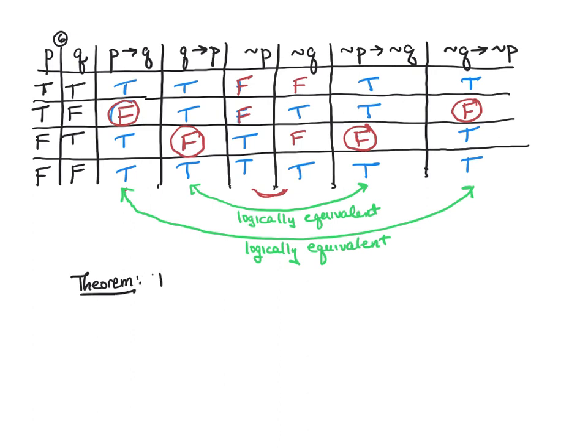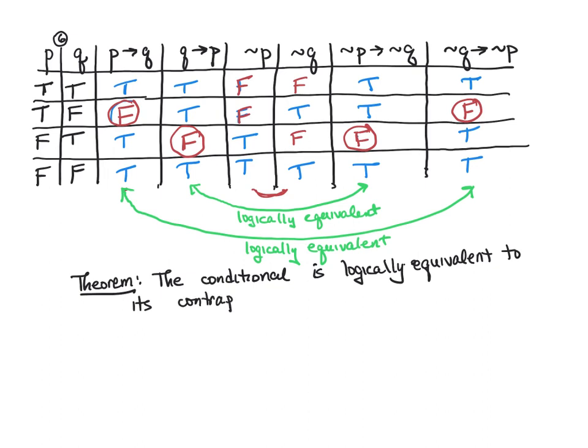The conditional is logically equivalent to its contrapositive. And we use this fact a great deal when we want to prove theorems in advanced mathematics. Sometimes it's easier to prove the contrapositive than it is to prove the conditional. This is called the law of the contrapositive.